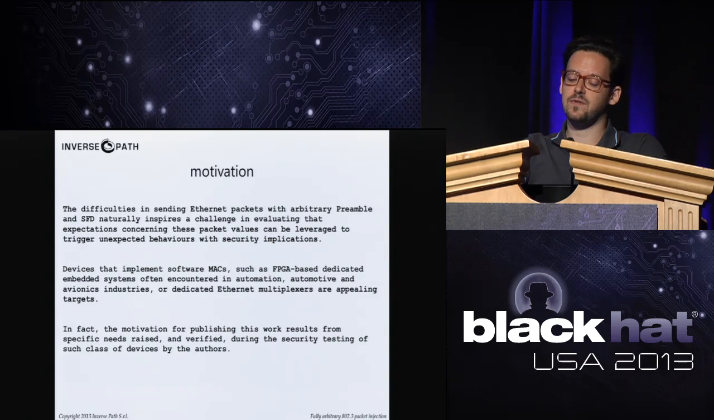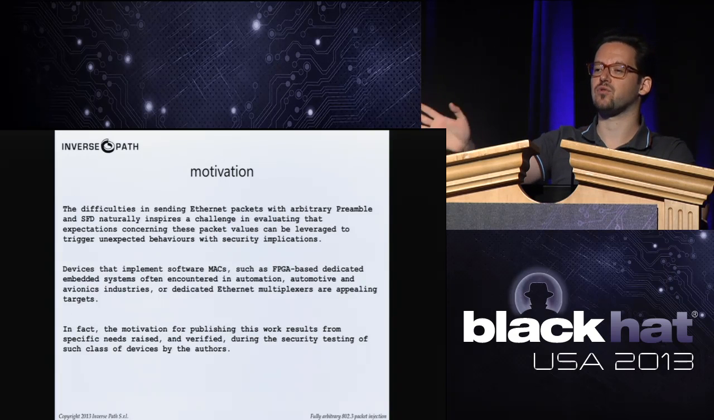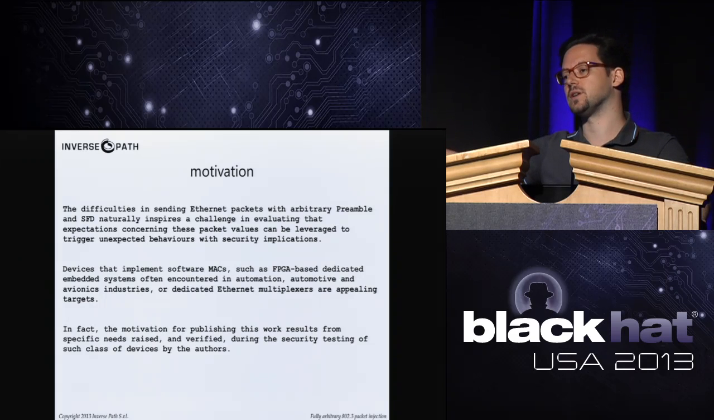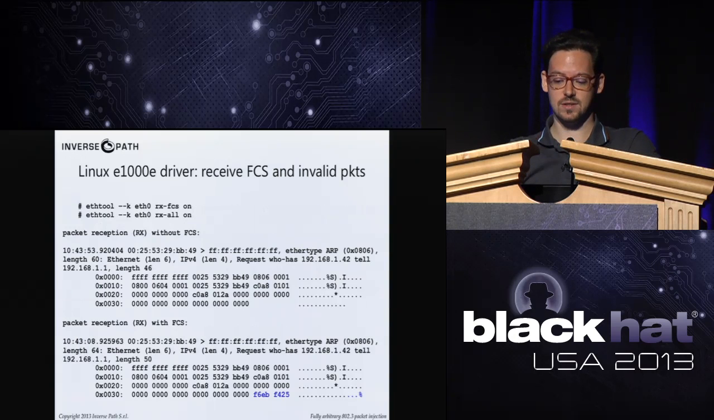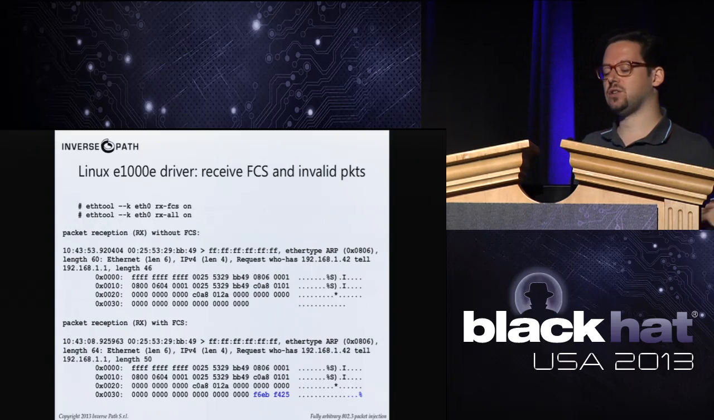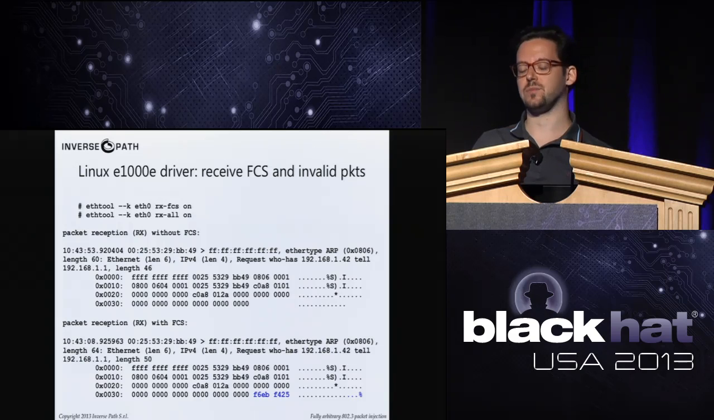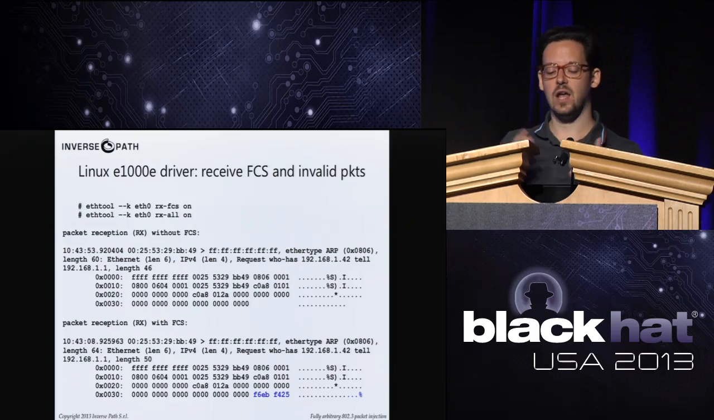And also you have a certain class of devices which are Ethernet multiplexers, which are appealing targets because they use Ethernet frames in a very arbitrary way. They defy the normal formats of the frame while using stock Ethernet hardware at the same time. And this work was motivated by testing these devices. So the first challenge, it's easy: receive invalid packets and frames with invalid frame check sequence. Because you might be talking to devices that don't have a frame check sequence, they actually use that as data, and you want to receive that.